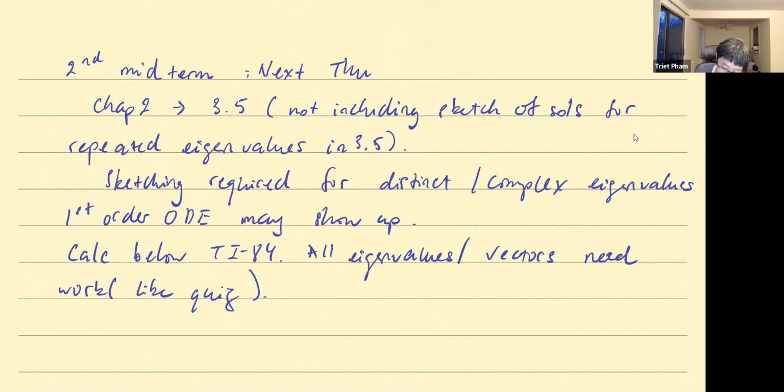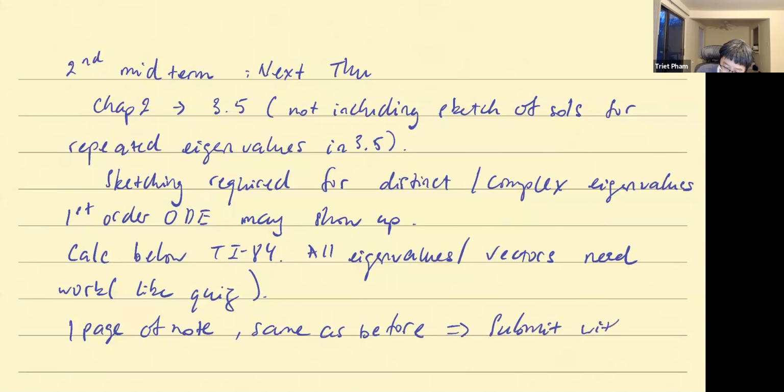What else? So one page of notes, one-sided, same as before. One-sided, A4, that kind of thing. But this time I'll ask you to submit it with the exam, so then I can see what your notes are.